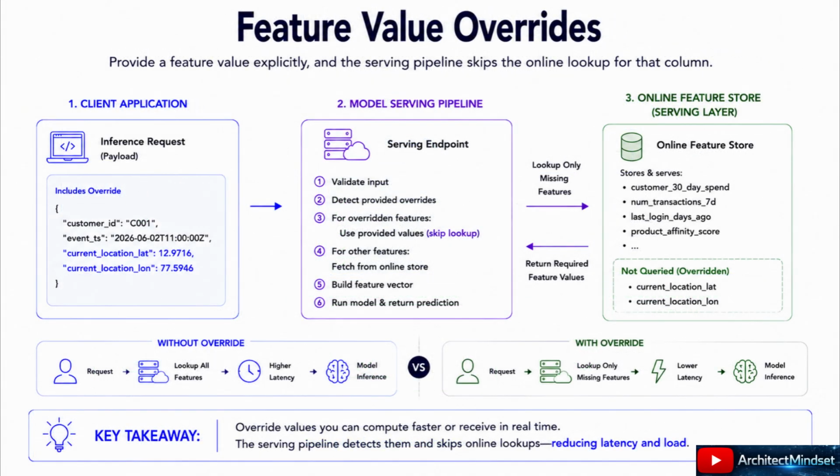If your application client happens to calculate a feature faster or possesses a real-time override, for example current location coordinates, it can pass that parameter explicitly in the payload. The model serving pipeline detects the input and skips the online store lookup for that particular column.